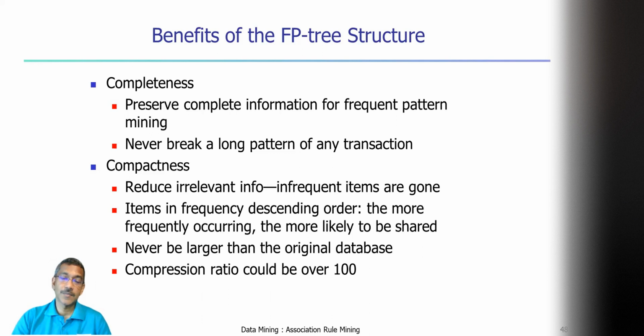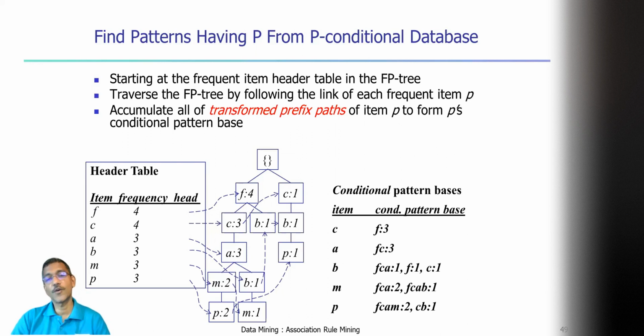Sometimes we can think about compression ratios of over 100. That means if the original database is 100, we can have this data structure at 1, like 1 MB or 100 GB to 1 GB, right? So those are some of the benefits of the FP tree. Now let's look at how, from the tree itself, you build the patterns.